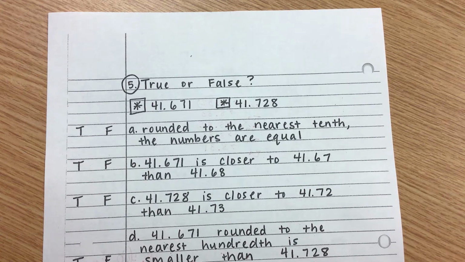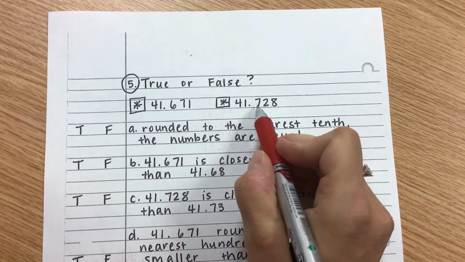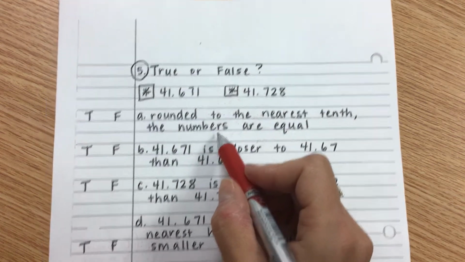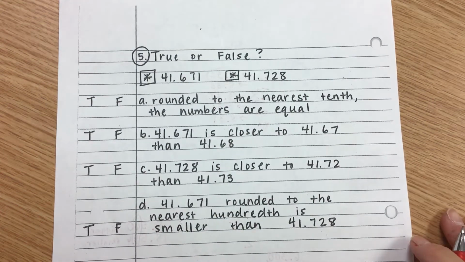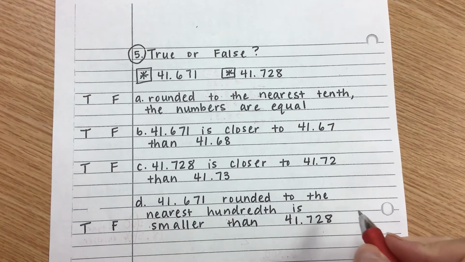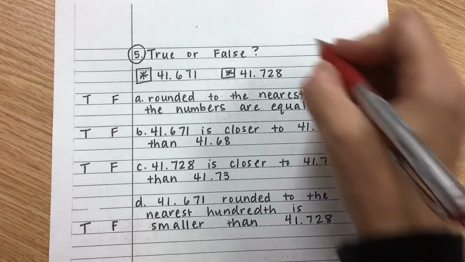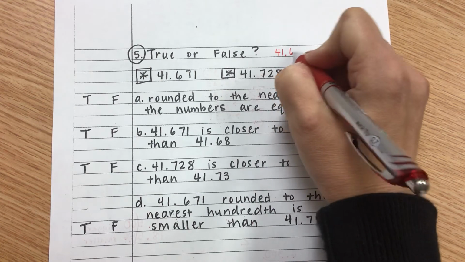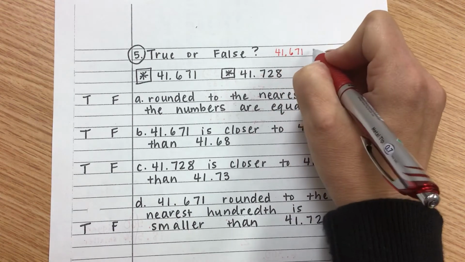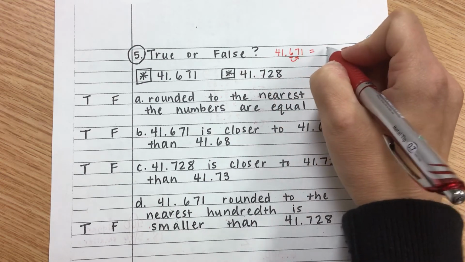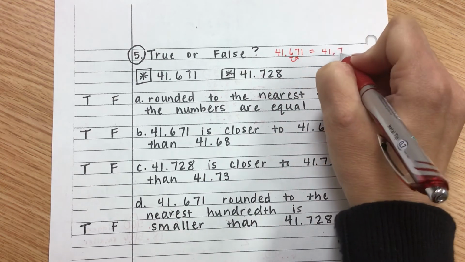So true or false? We've got two sets of numbers here that we're looking at. I'm going to go ahead and get started. A says rounded to the nearest tenth, the numbers are equal. So let's go ahead and round those numbers to the tenth. We have 41 and 671 thousandths rounded to the tenth. So look to the right. This gets rounded to 41 and 7 tenths.